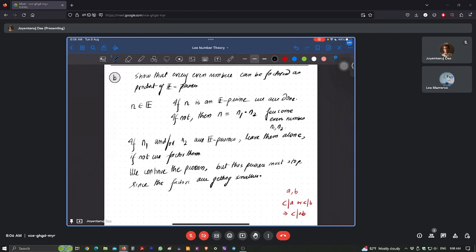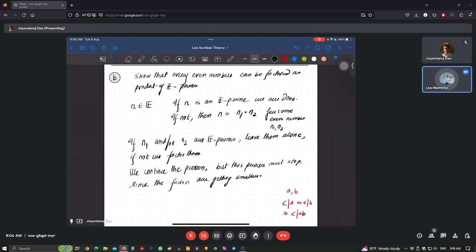So at each step, we factor. If it is an E prime, we keep it like this. And suppose this one is not an E prime, then we will again factor it out and check for the factors. If it is an E prime, we keep it, and otherwise we continue this process. This process will stop because at each step the factor size is getting reduced. So finally we will have the number as a product of E primes.